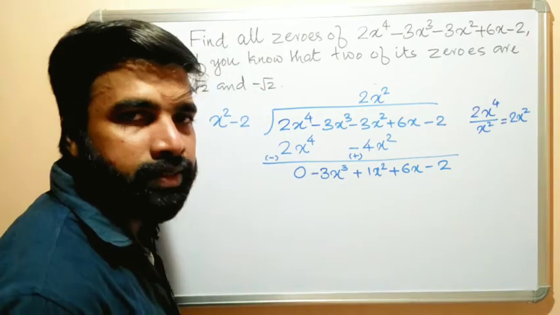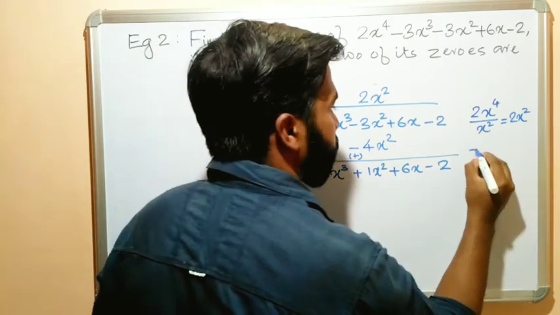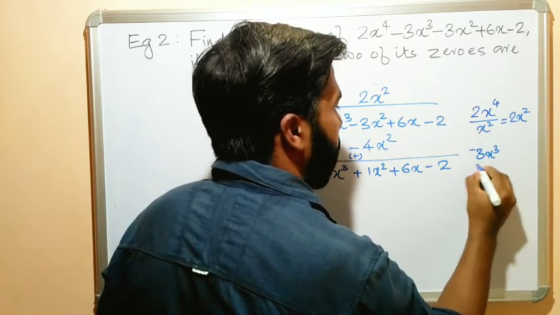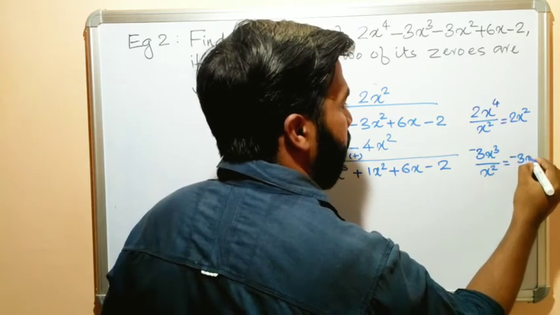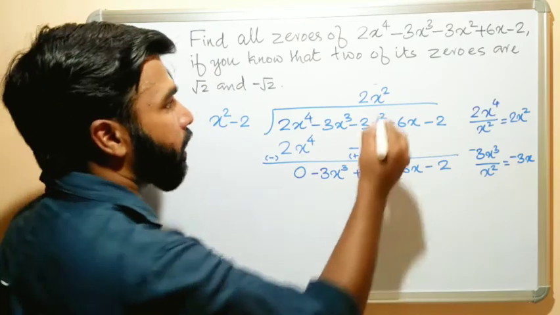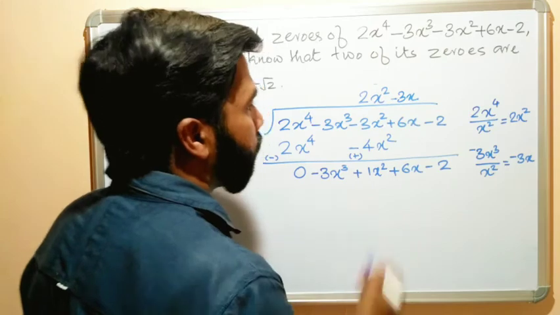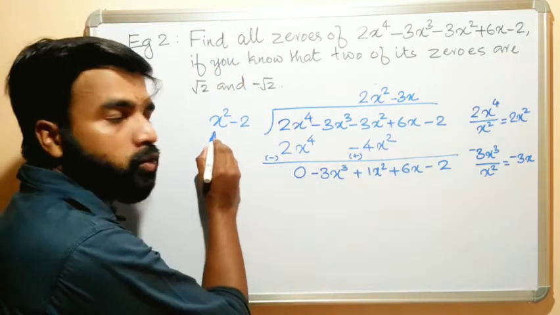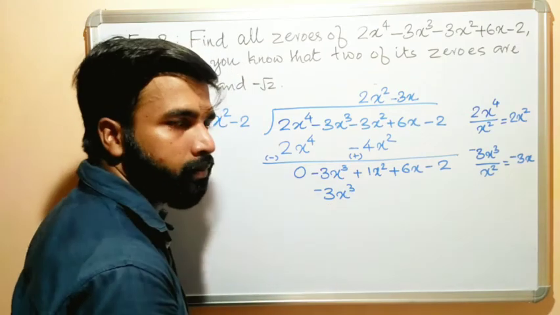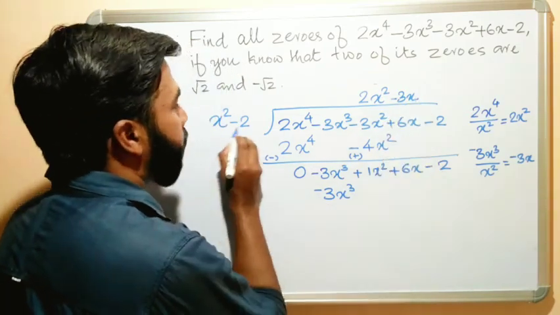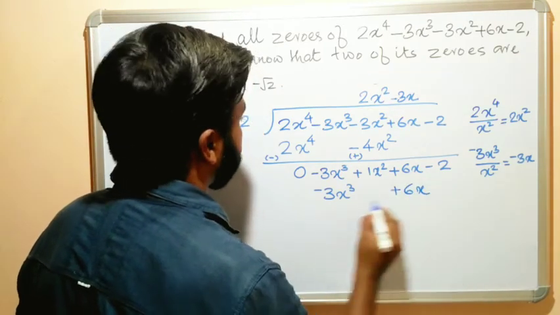To find the second term of the quotient, we have to divide minus 3x cube by x square. That is minus 3x. That we can write it here. Then minus 3x into x square is minus 3x cube. Then minus 3x into minus 2 is plus 6x.